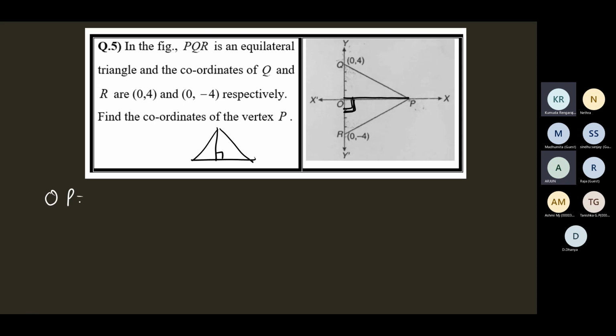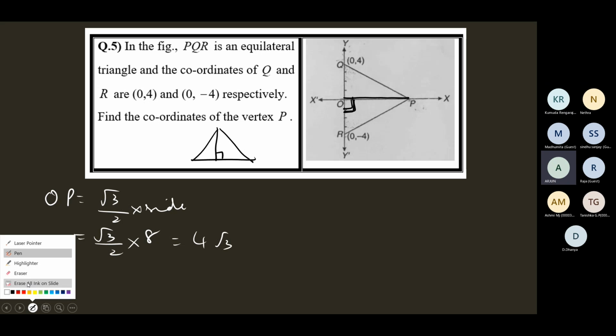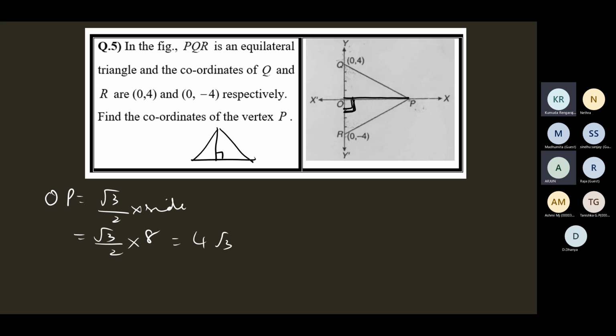So the altitude OP is given by the formula √3/2 into side, which is √3/2 into 8 units, which is 4√3. So OP is 4√3. This length is 4√3. So the address of this point will be 4√3, 0.